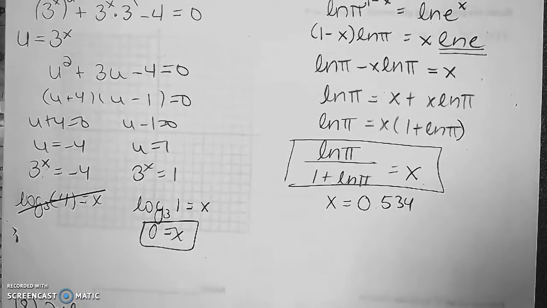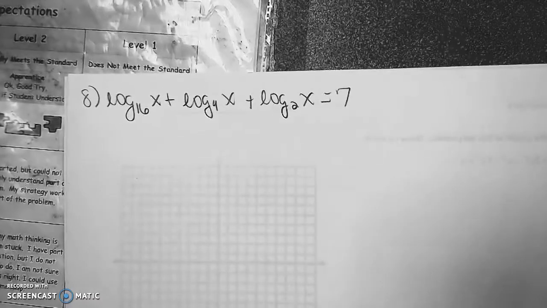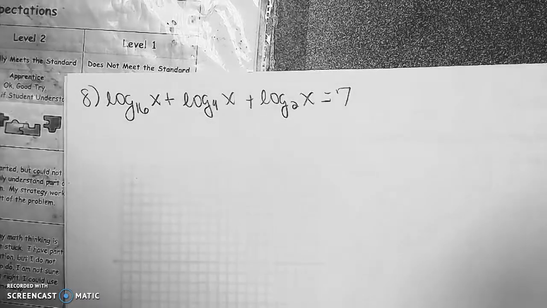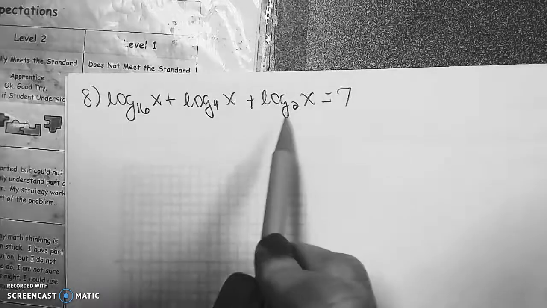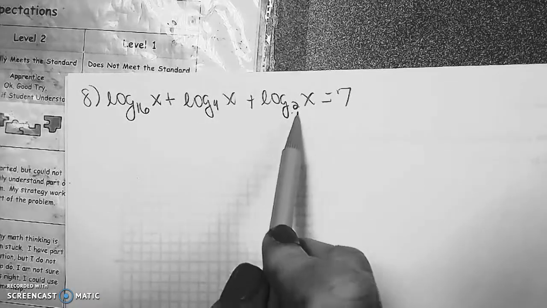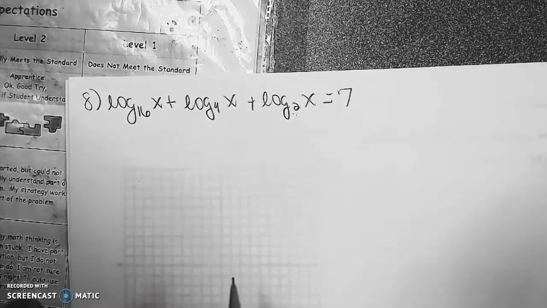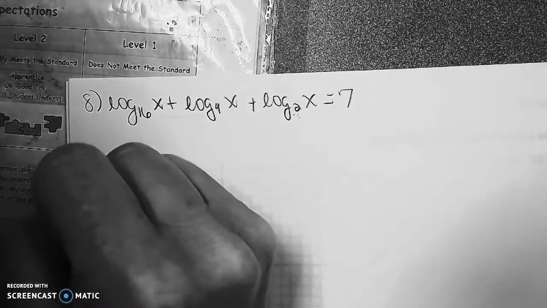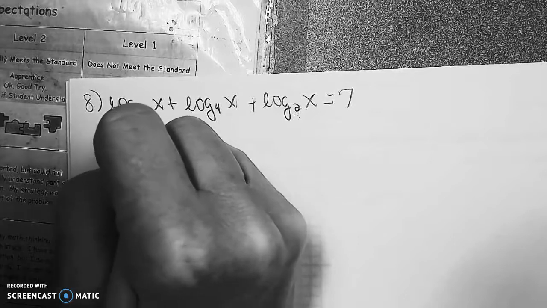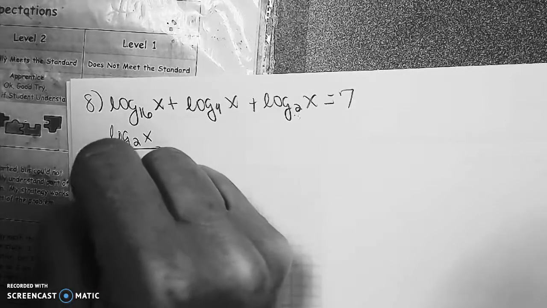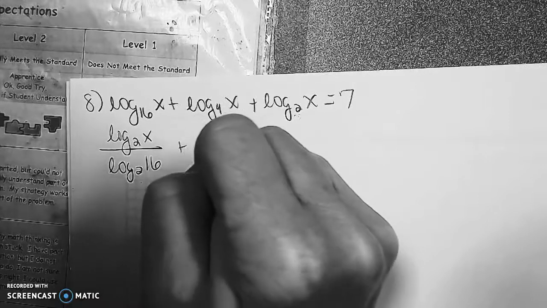Okay, the next one that I had some questions on is number 8. As I look at number 8, I see all of these logs have different bases. So that lets me know where to start. Let's start by making the bases be the same. And so in order to do this, I'm going to choose to write everything with the smallest base. So let's convert log base 16 of x to a log of 2. By change of base formula, this is log base 2 of x over log base 2 of 16.